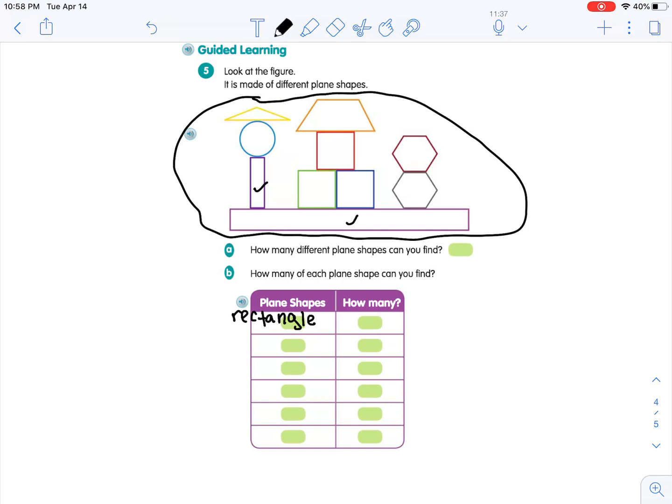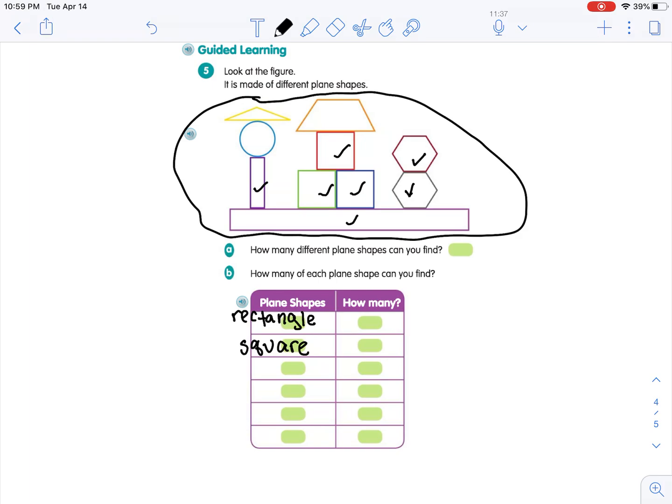I found one rectangle. Well, two rectangles, but that's one shape, right? The same shape. And then I've found squares. So now we're up to two. I'm going to write that in too, so we'll be ready. Squares. And then a third shape I see in here is what is this one called? It has 6 sides. So it is a hexagon. That is our third different plane shape.